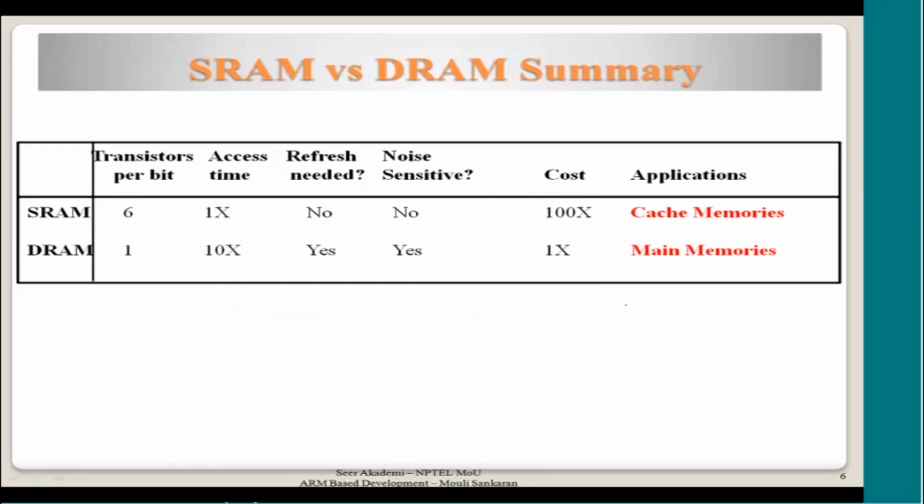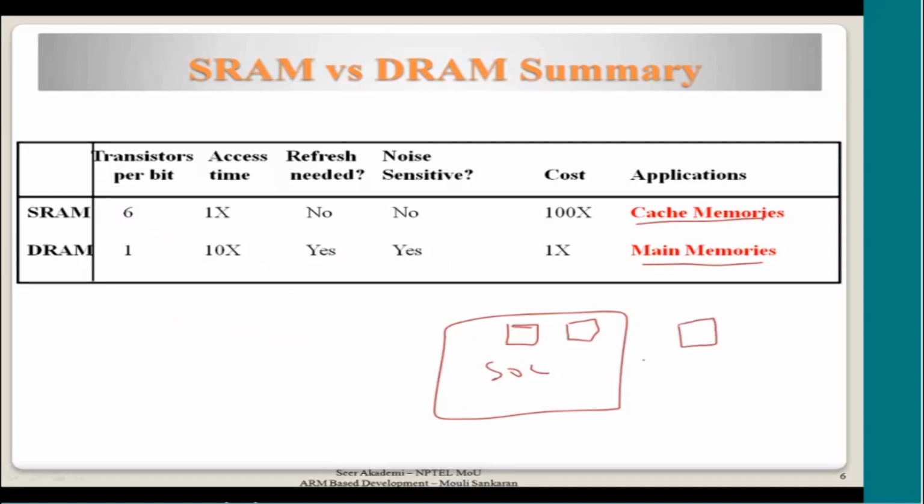So cache memories and main memories, we should have a clear idea of this. I told you about the SoC. Caches are mostly inside: L1, L2 cache. Some L3 cache is nowadays outside. And memory is always kept outside. We call it main memory, which is normally implemented with DRAM.